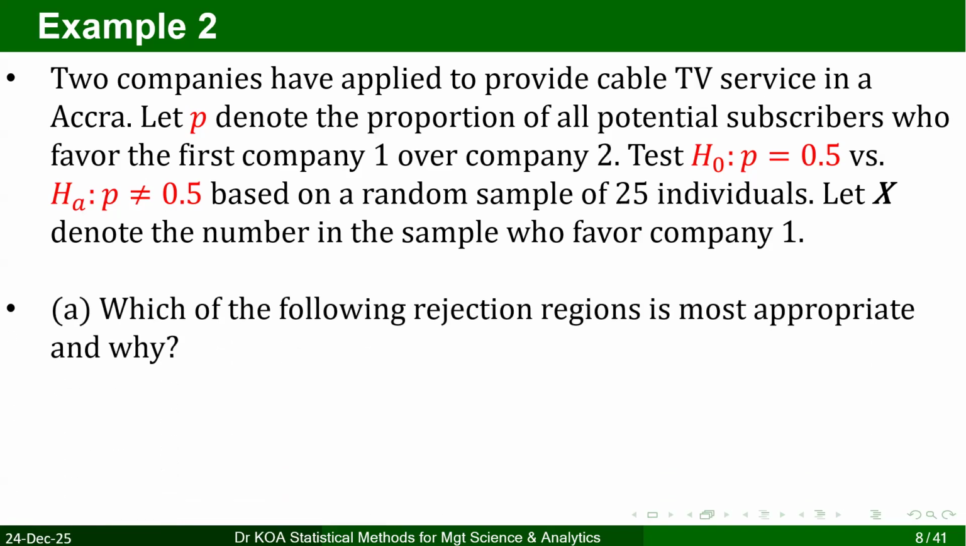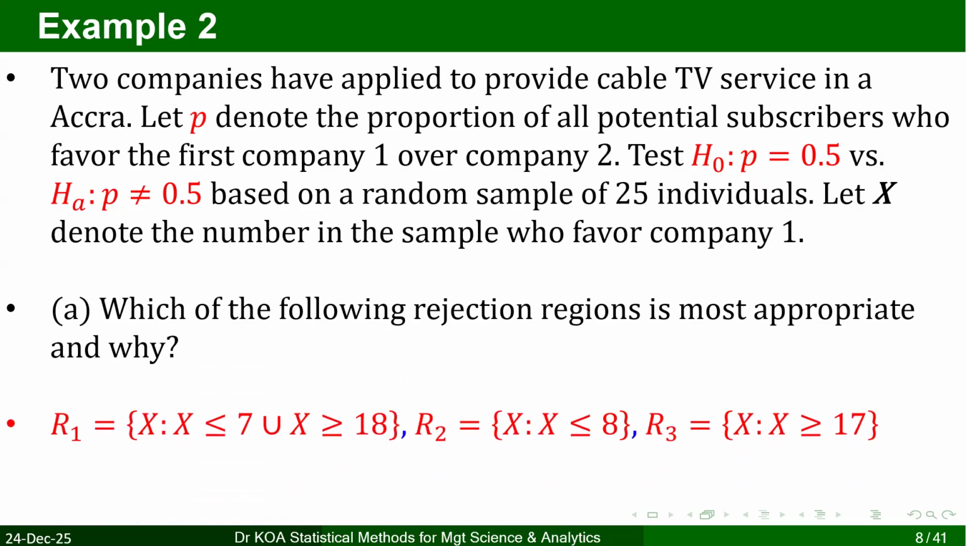All right, which of the following rejection regions is most appropriate and why? The first rejection region is X is less than 7 union X is greater than 18. The second is X is less than 8. The third is X is greater than 17. If you are very smart, you would have detected the answer quickly. But let's still go through it. Yes, Emily, how will you answer this?